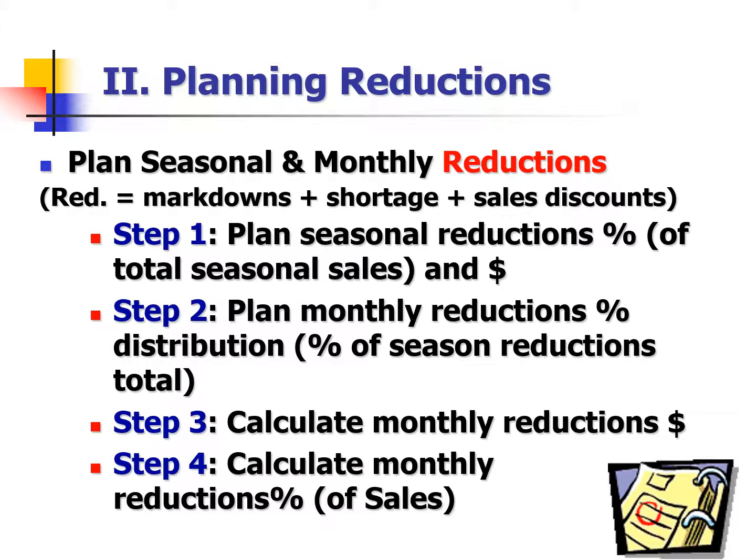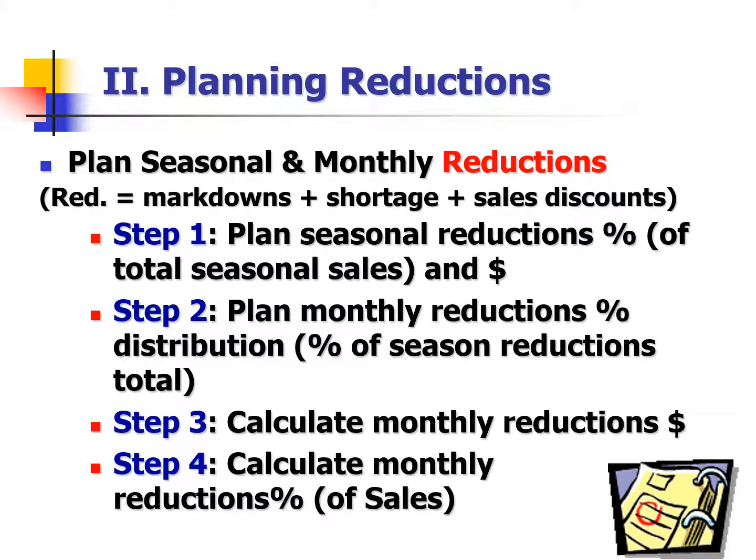So plan the seasonal total first, and then distribute that seasonal total dollars across the 6 months. Again, we will have to use the percent distribution, just like we did for the sales, right? The monthly percent distribution. In this case, it will be percent distribution for reductions. So once we have the reductions percent distribution planned out, then we can calculate the monthly reductions dollar based on that.